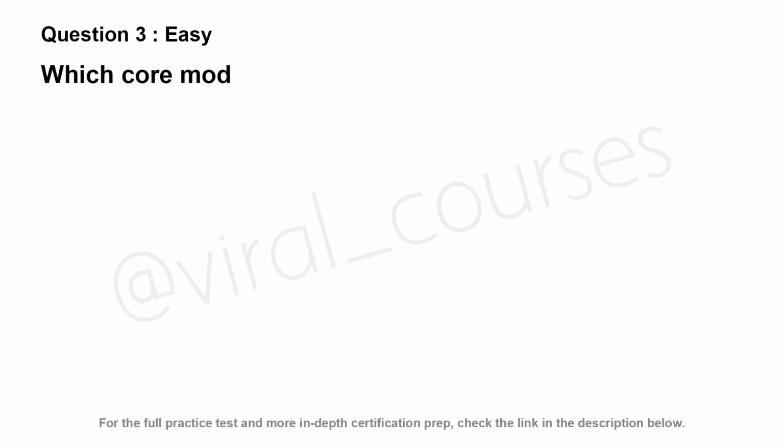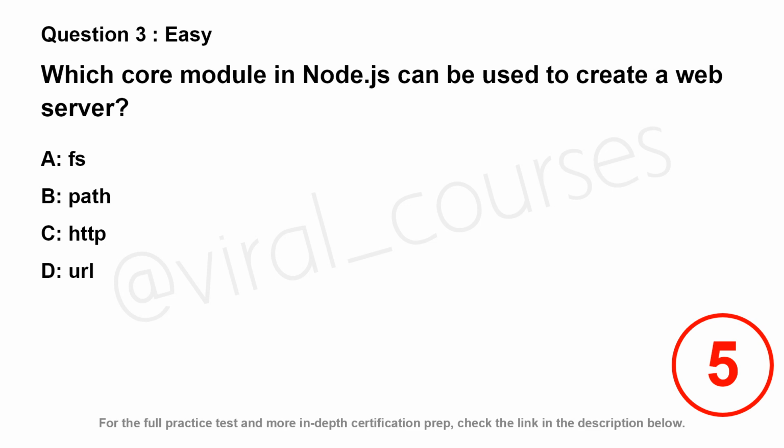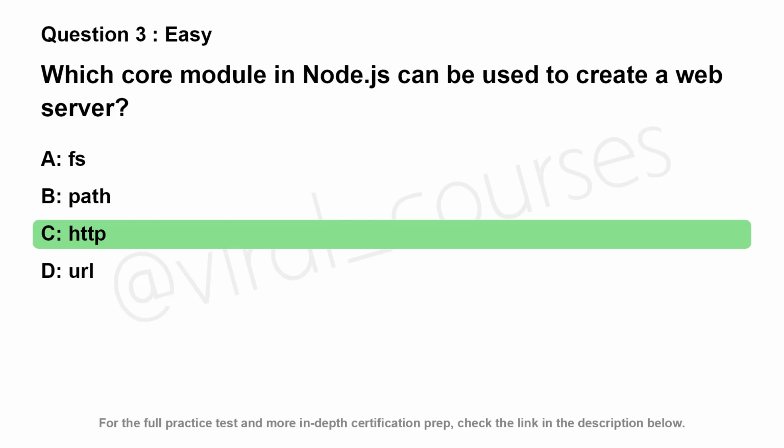Which core module in Node.js can be used to create a web server? Option A. fs. Option B. path. Option C. http. Option D. url. The correct answer is C.